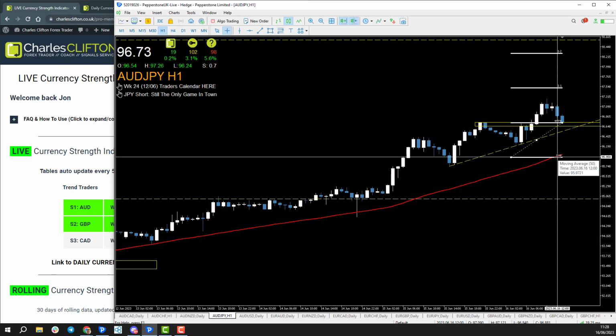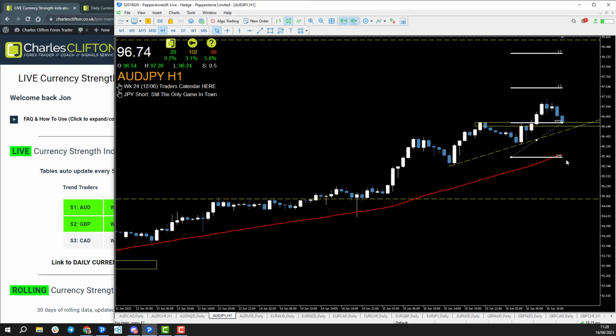So we could be looking at stops around about the 95, or maybe we want to be a little bit safer than that, go in at 95.90, so it brings us 10 pips below that 96 handle, and that still gives us a positive risk reward ratio. So I'm going to be looking at that entry today for Aussie yen.